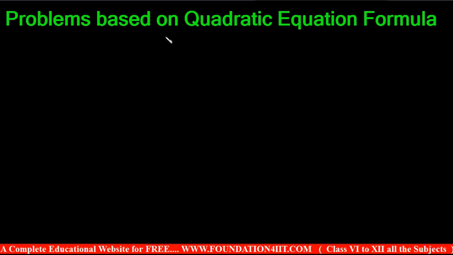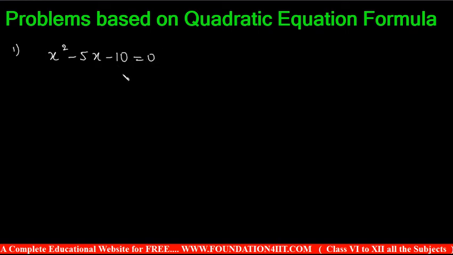Problems based on quadratic equation formula. Okay, so using the formula of quadratic equation, let us solve few problems now. So let's take one question. x square minus 5x minus 10 is equal to 0. So solve the following quadratic equation.